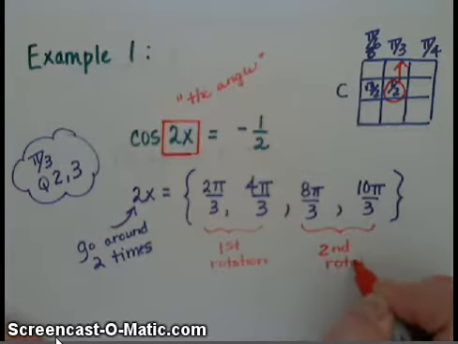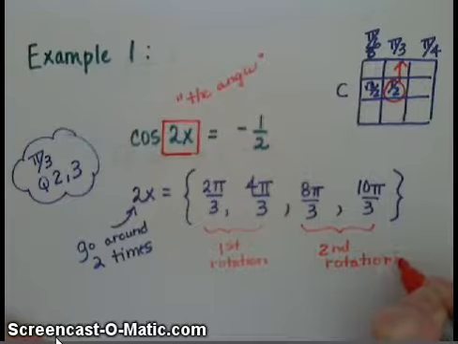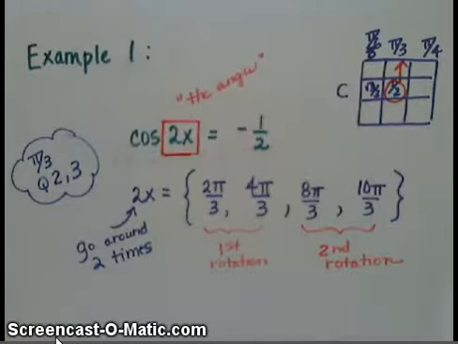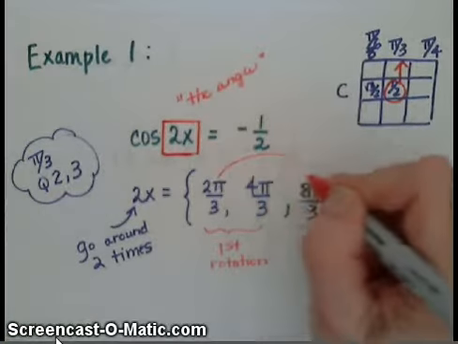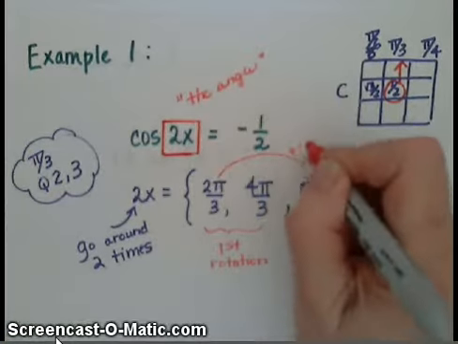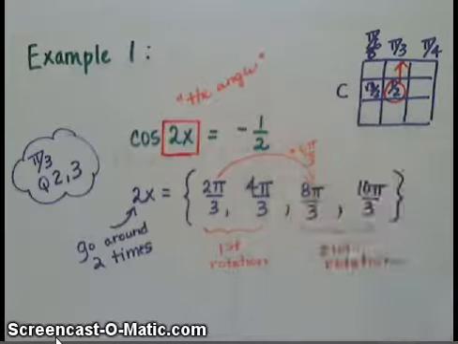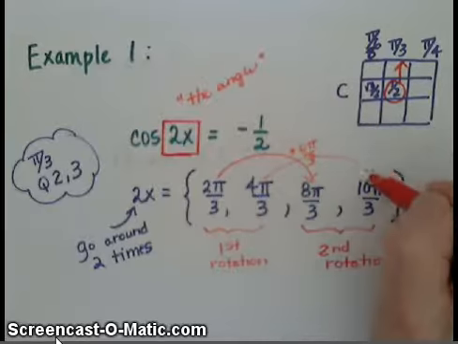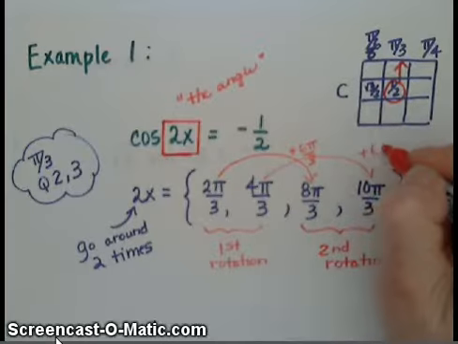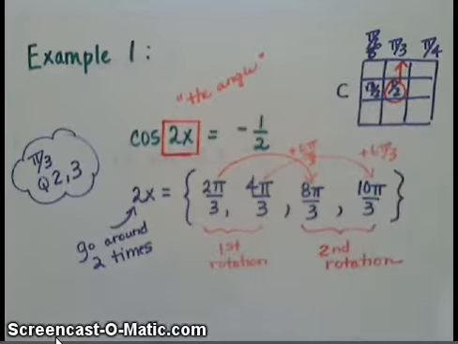You're going to have as many rotations as you have the number. Okay, now again, the way you get here is you add 6 pi over 3. You add 2 pi. And the way you get here and here, you add 6 pi over 3. Okay, so there are 4 answers right now, and that's what 2x is.